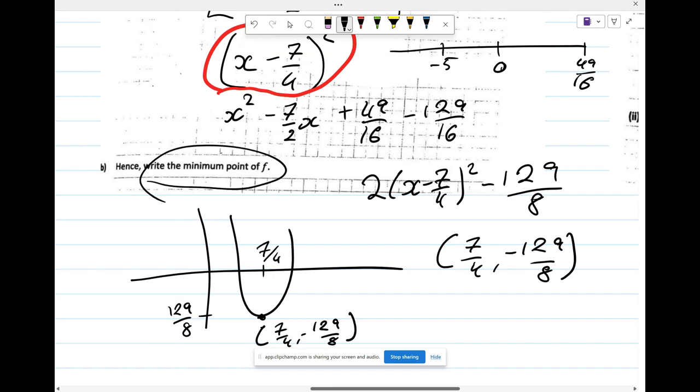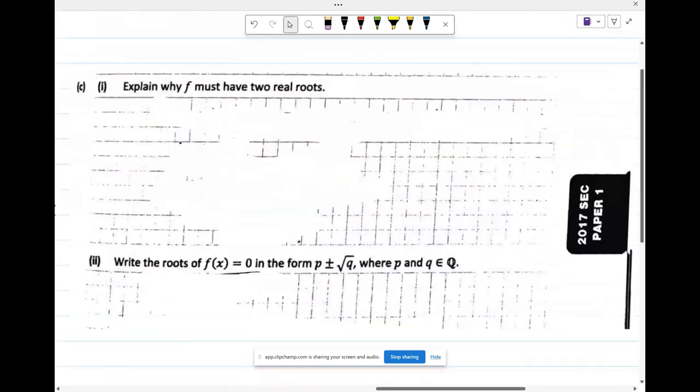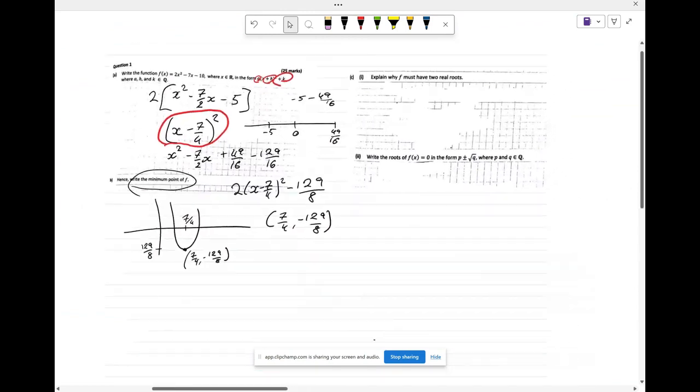So write the minimum point of f. That's all we have to do, is write it in this coordinate form with your brackets. That's all you have to do. Job done. Okay. Next part, C: explain why f must have 2 real roots.